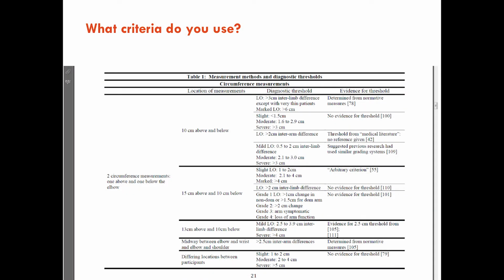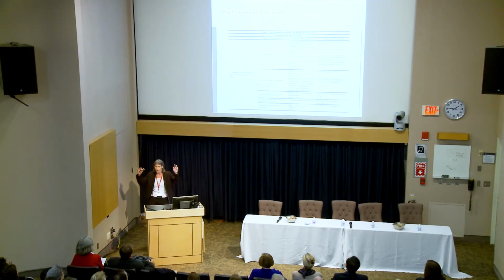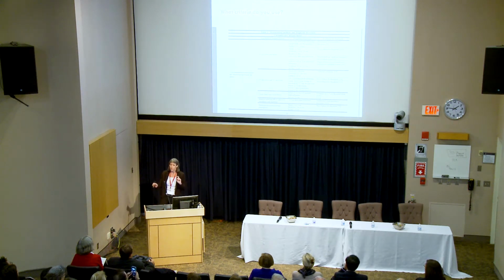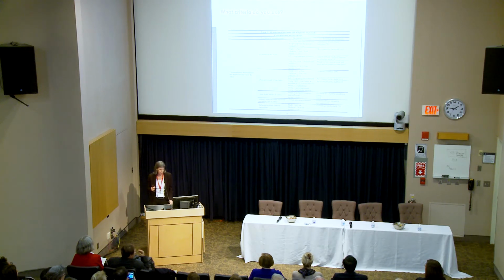Liz was a history buff as well, and so as part of her background to her thesis, she went back in time and extracted all the different criteria people used to diagnose lymphedema. Some of them were based on normative data, but a lot of them were, this seemed like a good outcome measure. And we had things from 1 centimeter interlimb difference up to 3 centimeters, that they had to have it in adjacent segments, a whole range of different things. So there was only a couple that stood out.